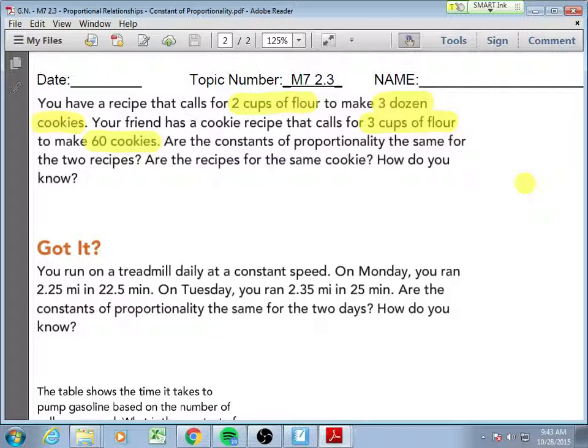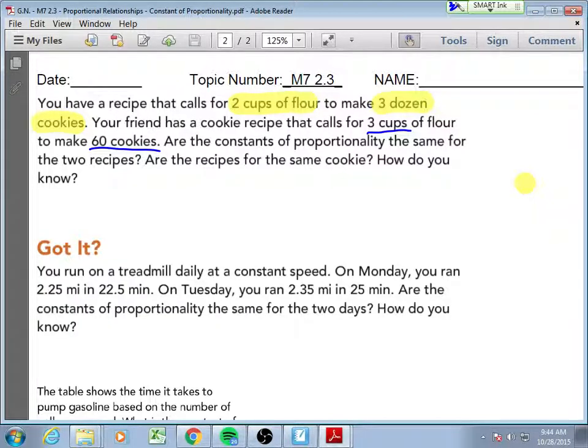So we've got 2 different recipes here. So that you don't get confused with them being 2 separate recipes, I'm going to underline these. The green highlighter looks really bad in the video. I don't know why, so I may use the green highlighter less now. So is the constant of proportionality the same for the 2 recipes? Are the recipes the same? If they have the same constant of proportionality, we could assume it's the same recipe.